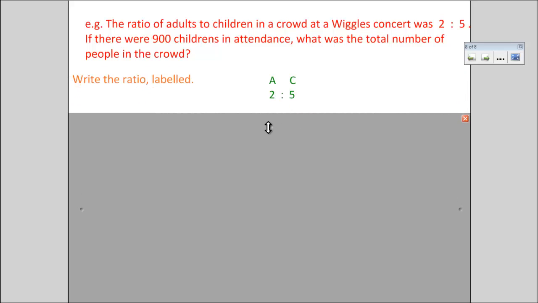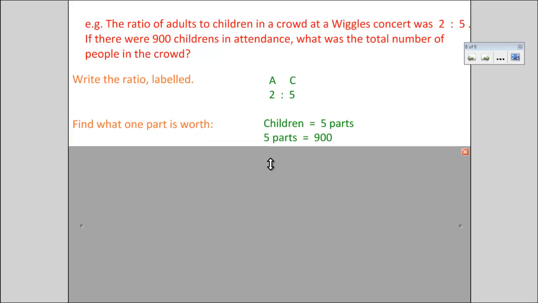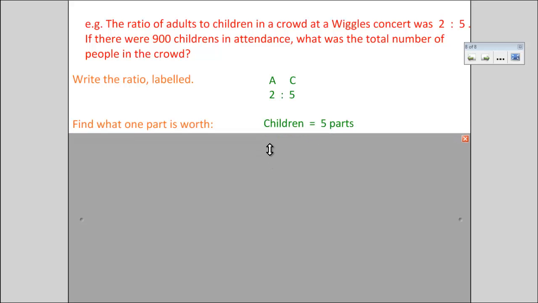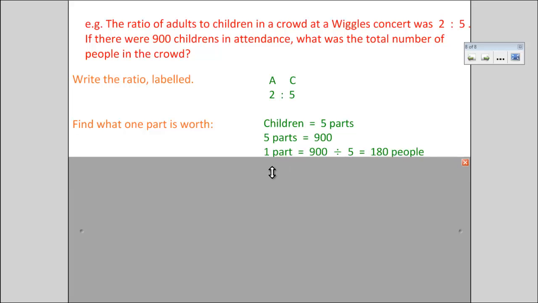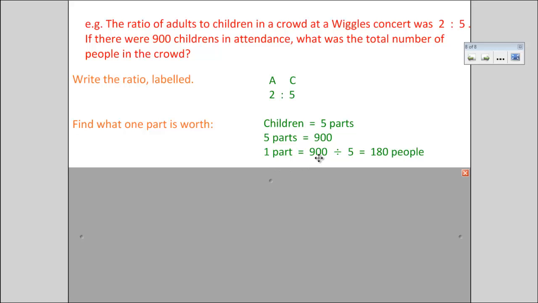First step, always write the ratio labelled. So if we've got 2 to 5, we're going to label that adults to children. That's what it was, 2 to 5 adults to children. Next, finding what one part is worth. The children represent 5 parts of this ratio, and we were told that there are 900 children. So 5 parts equals 900. To find one part then, we divide this 900 by 5 and we get 180 people. So one part of this ratio is equal to 180 people.